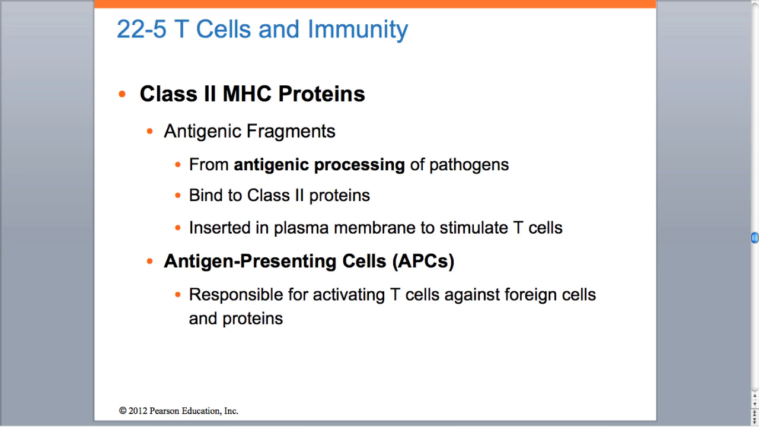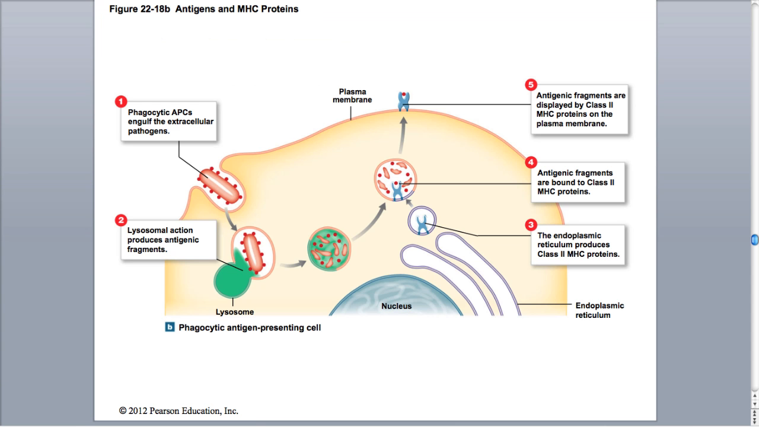Okay. Here is the Class 2 story. Now, instead of going over this slide, I want to show you a picture that goes with it. So here's the picture that goes with this slide. Here is now your antigen presenting cell. This can be either a macrophage or a B cell.